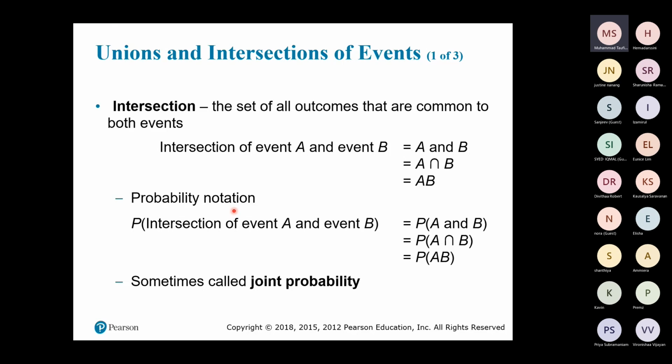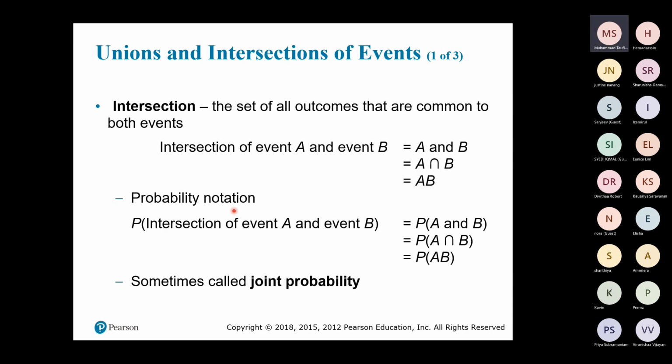Okay, and then we learn a little bit about set theory, because probability is closely linked to set theory. We will learn about union and intersection of events. Intersection, like I said before, is when the events are not mutually exclusive, where the events overlap with each other. The overlapping between event A and event B is what we call the intersection.